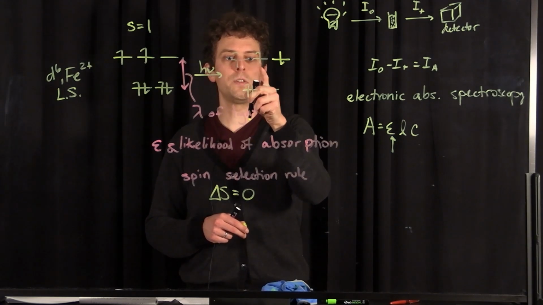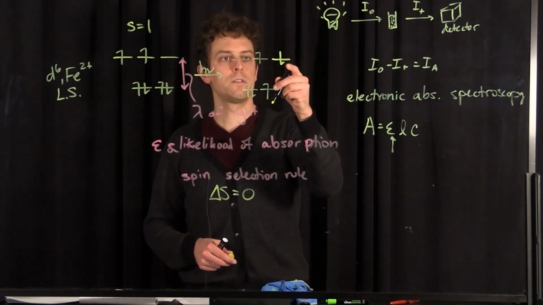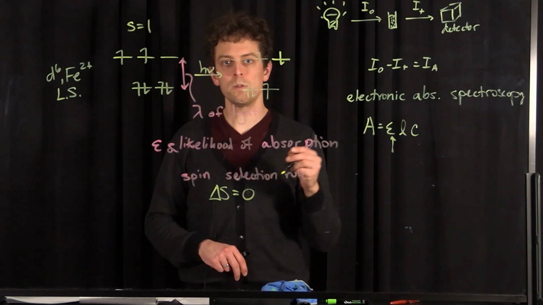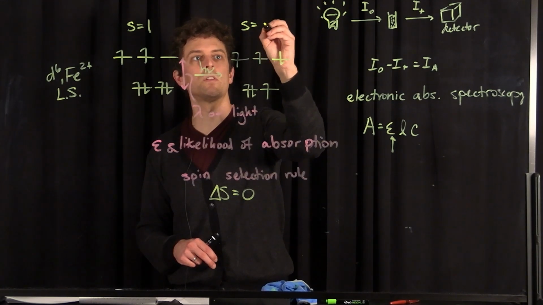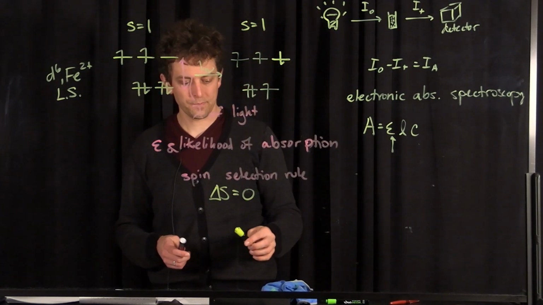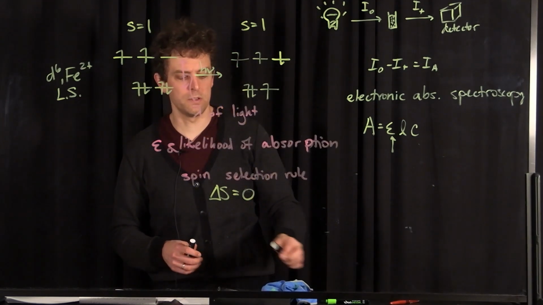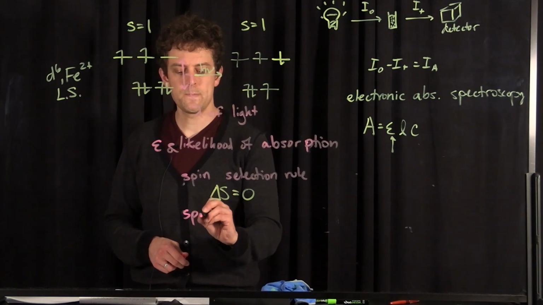Here we have 1, 2, 3, 4 up. That's 4 times 1/2, that's plus 2. 2 down, that's 2 times minus 1/2, minus 1. Again, S equals 1 in both cases. That's our spin selection rule.